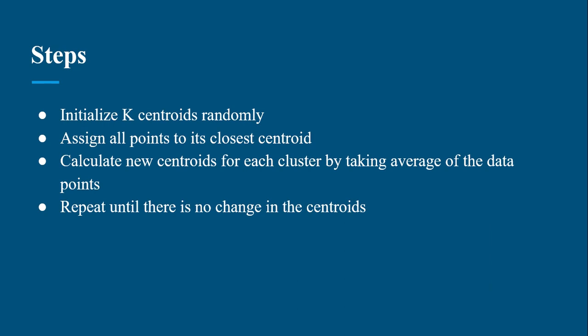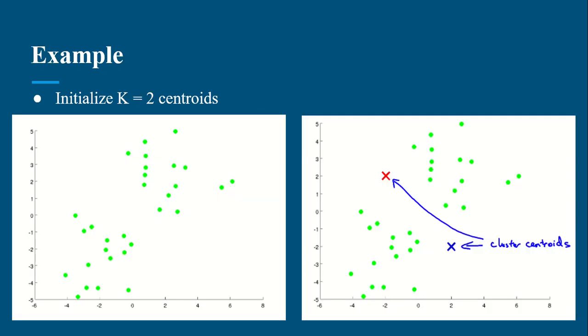So just to recap, the steps involved in k-means are to initialize k centroids randomly in our dataset. Then we assign all points in our data to their closest centroid. Then we calculate new centroids for each cluster by taking the average of all data points. So in a way, this will update our centroids and give us new clusters, and then we repeat the above two steps until there are no changes in the position of the centroids.